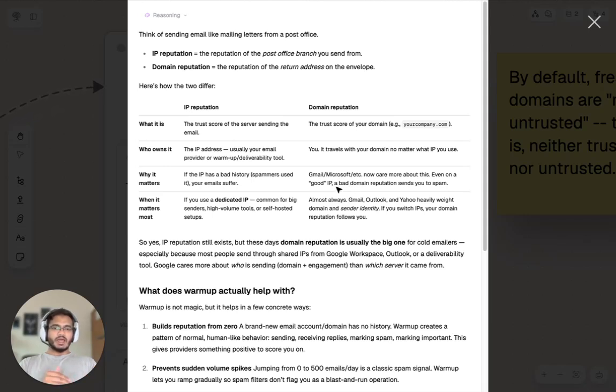But what happens when you're on one of these infrastructures and you're still landing in spam? It usually means that a bad domain reputation is sending you to spam. So you just burned your reputation somehow. And there are several ways you can do that. Maybe you just started with a fresh domain and you just send, let's say, 500 emails on day one. And out of those 500 emails, some 20, 30 people reported you as spam.